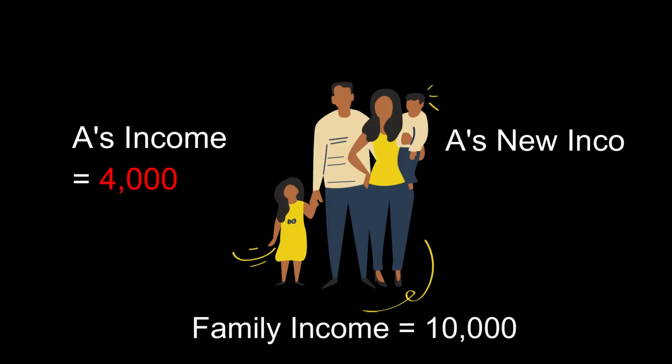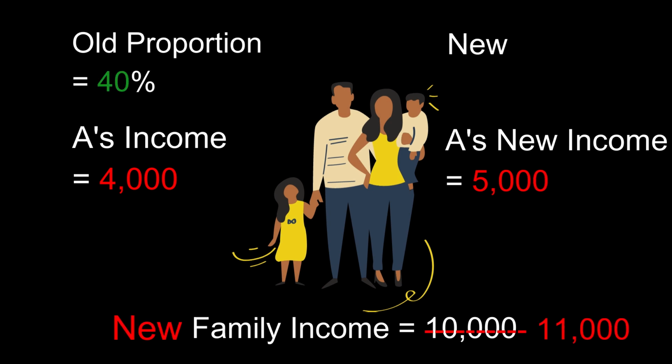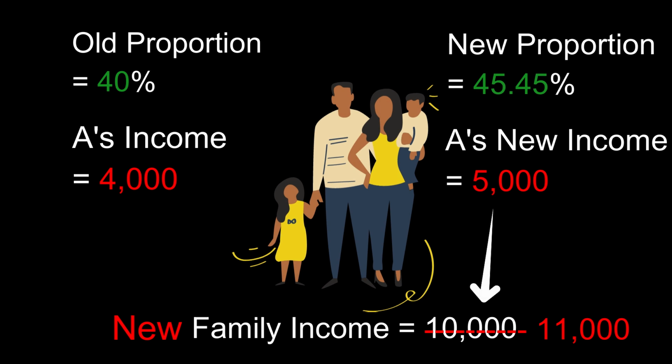First of all, if A's income is increasing, then the family income is also increasing. So the new proportion of A's income with respect to the family income is not going to be 5,000 over 10,000, it's going to be 5,000 over 11,000.